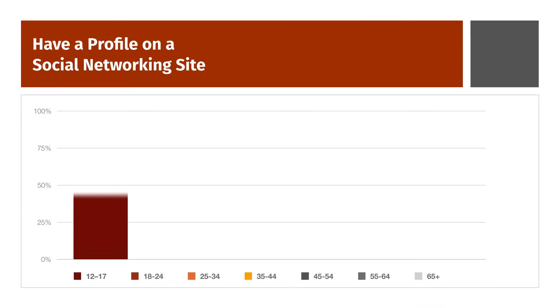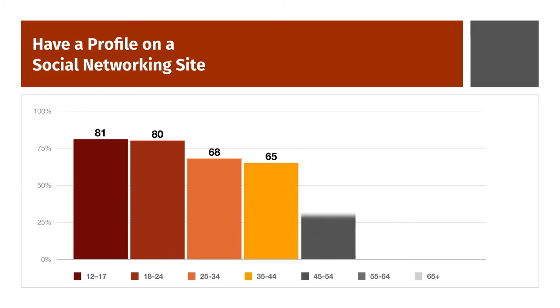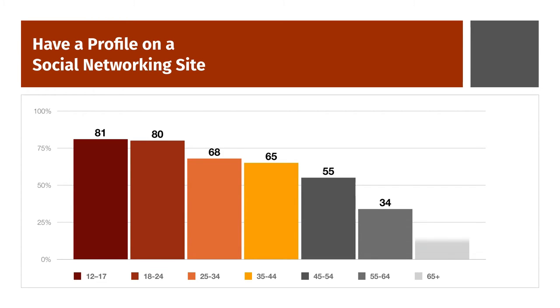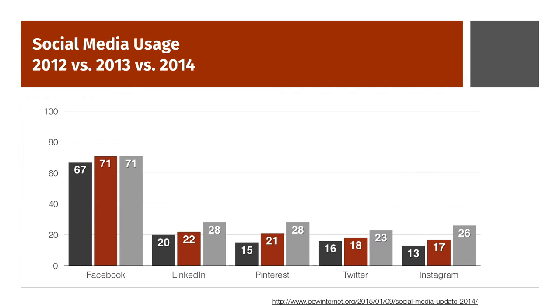Now, some things that matter. A lot of people have profiles. This is huge by age. So 80% of all people are on social media. You need to be on social media. And the usage just keeps growing. This is active usage. 73% of people check their social media daily. So if you look at that, you can see the growth over time.